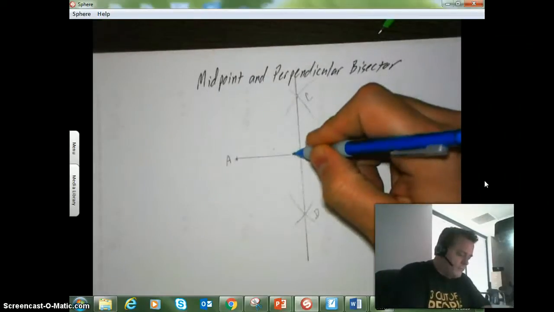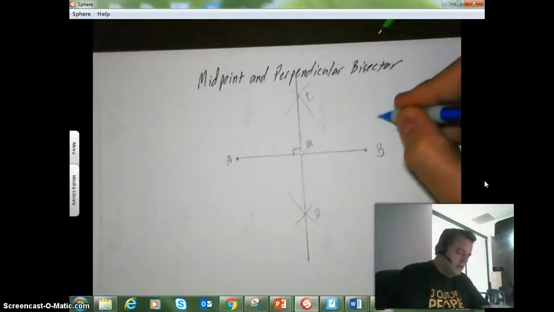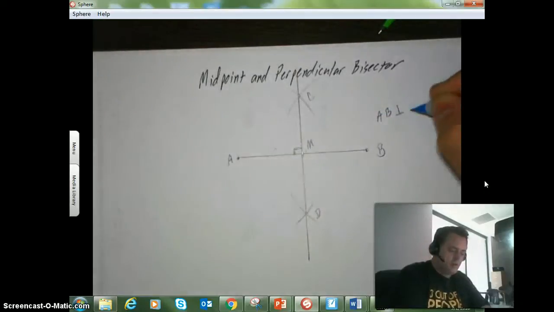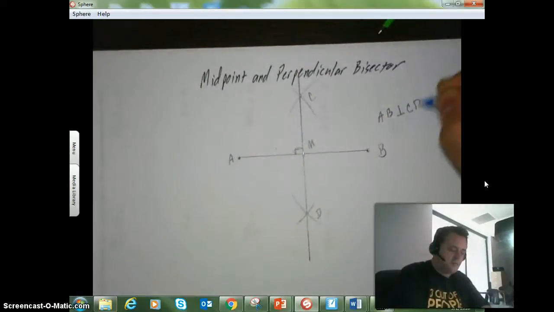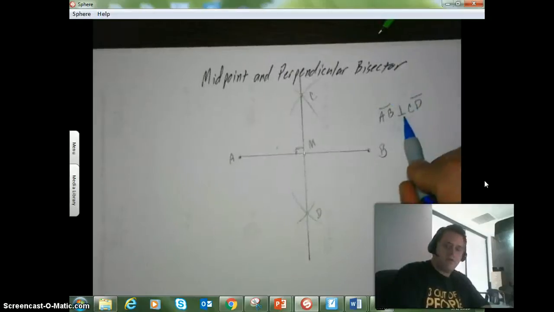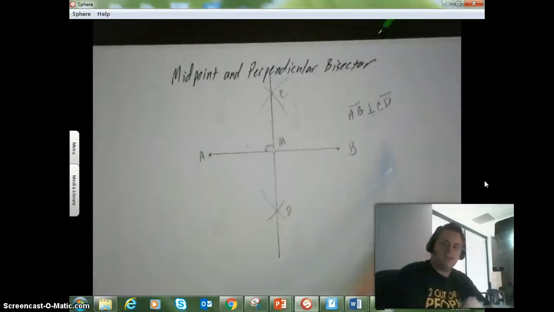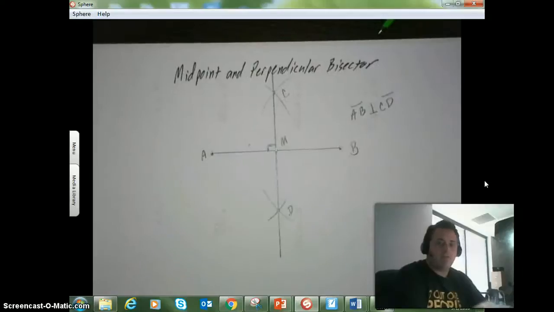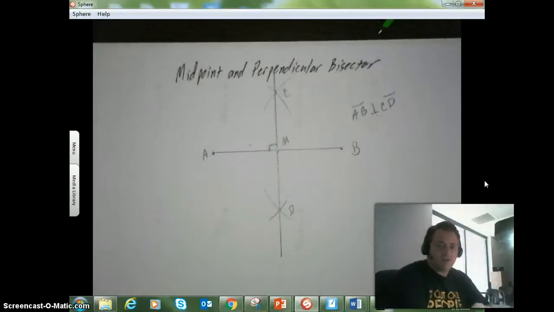So now I can put my right angle symbol here and say that AB is now perpendicular to CD. And that upside down T looking thing right here, that is the symbol that we use to say that something is perpendicular to something else. So there are two constructions, or two ideas, a midpoint and a perpendicular bisector, being found with the same construction.